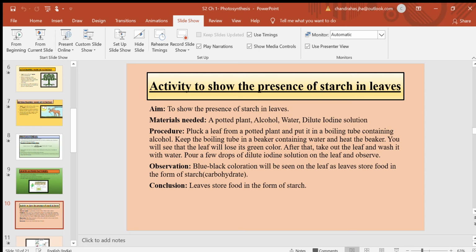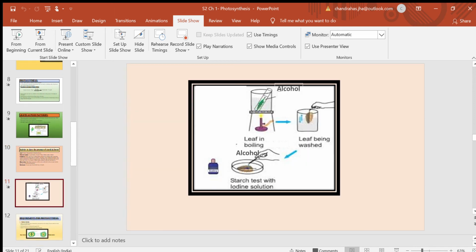Observation: blue-black coloration will be seen on the leaf as leaves store food in the form of starch, carbohydrate. Leaves store food in the form of starch. Here the activity is shown. First of all, the leaf is taken and it is given an alcohol bath. Do not heat it directly. Put it in a beaker, add some water in it, then put the test tube. Now the leaf is being washed and then it is treated with iodine solution to observe the color change.